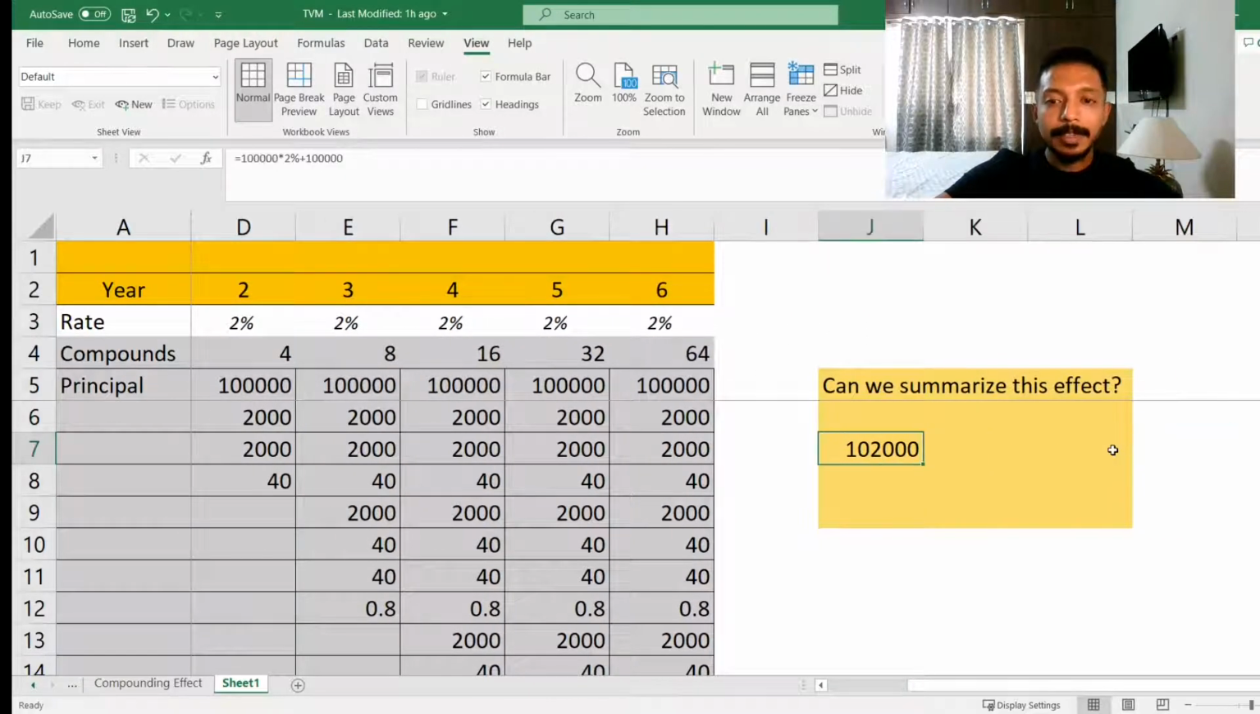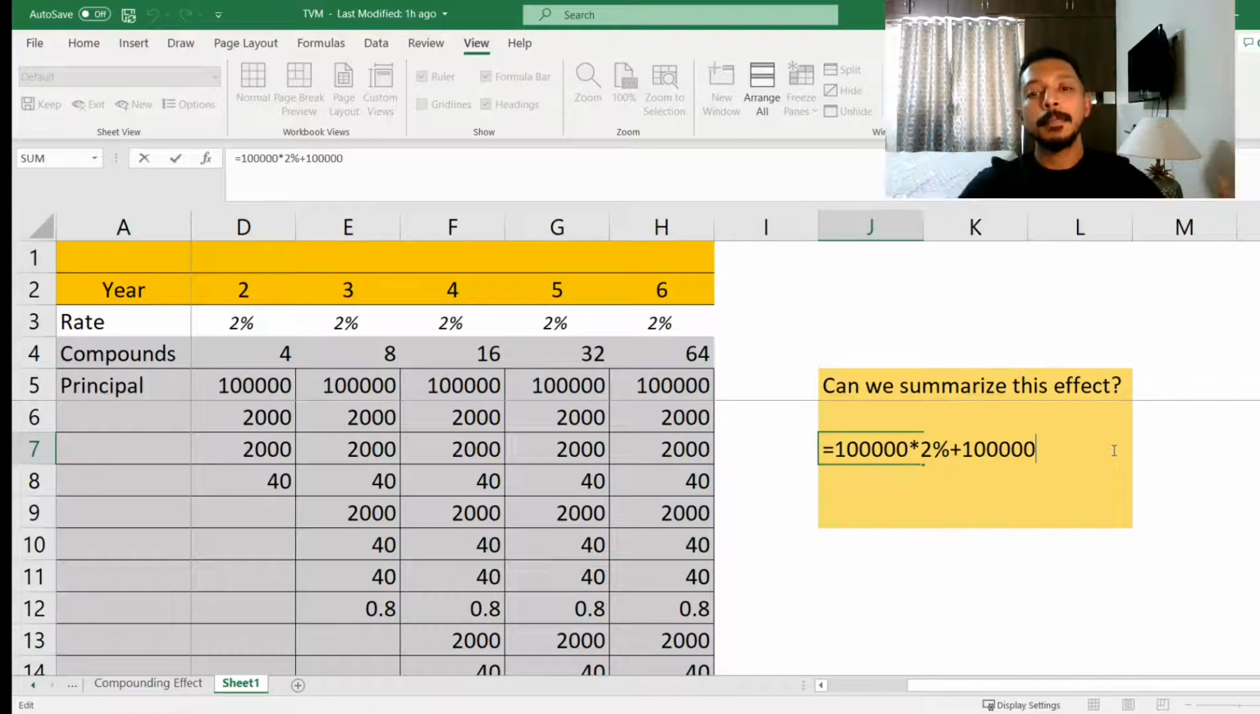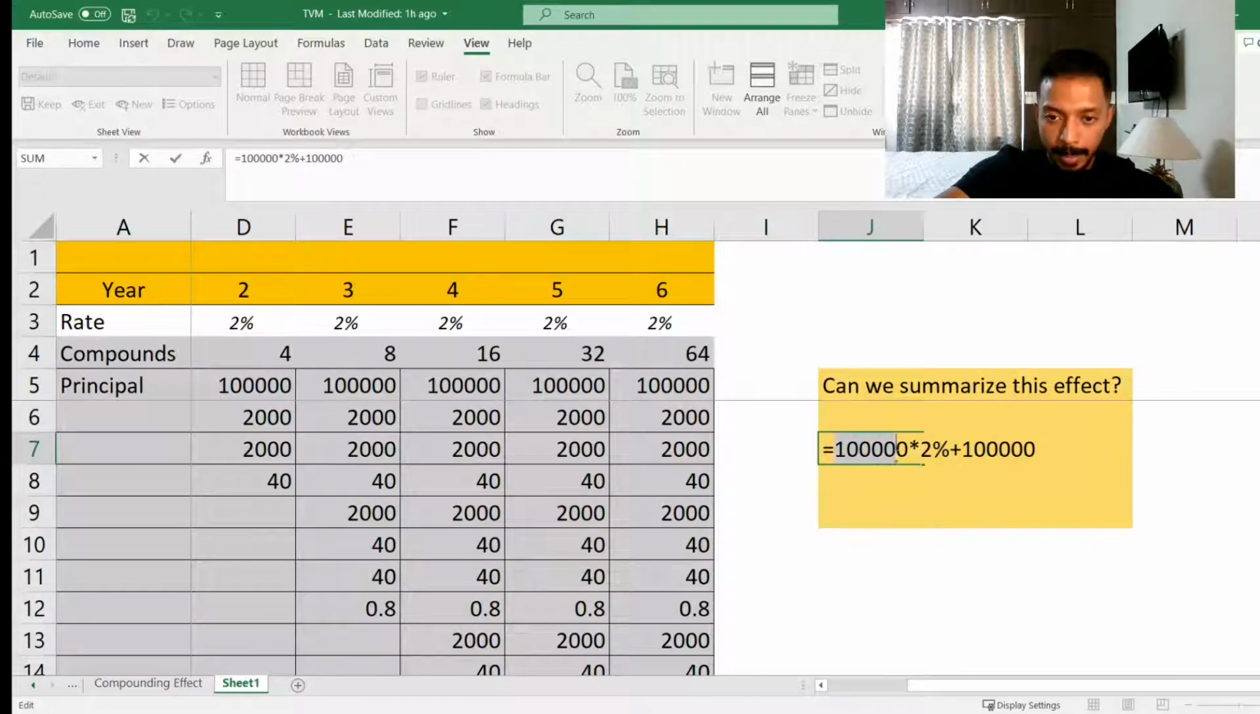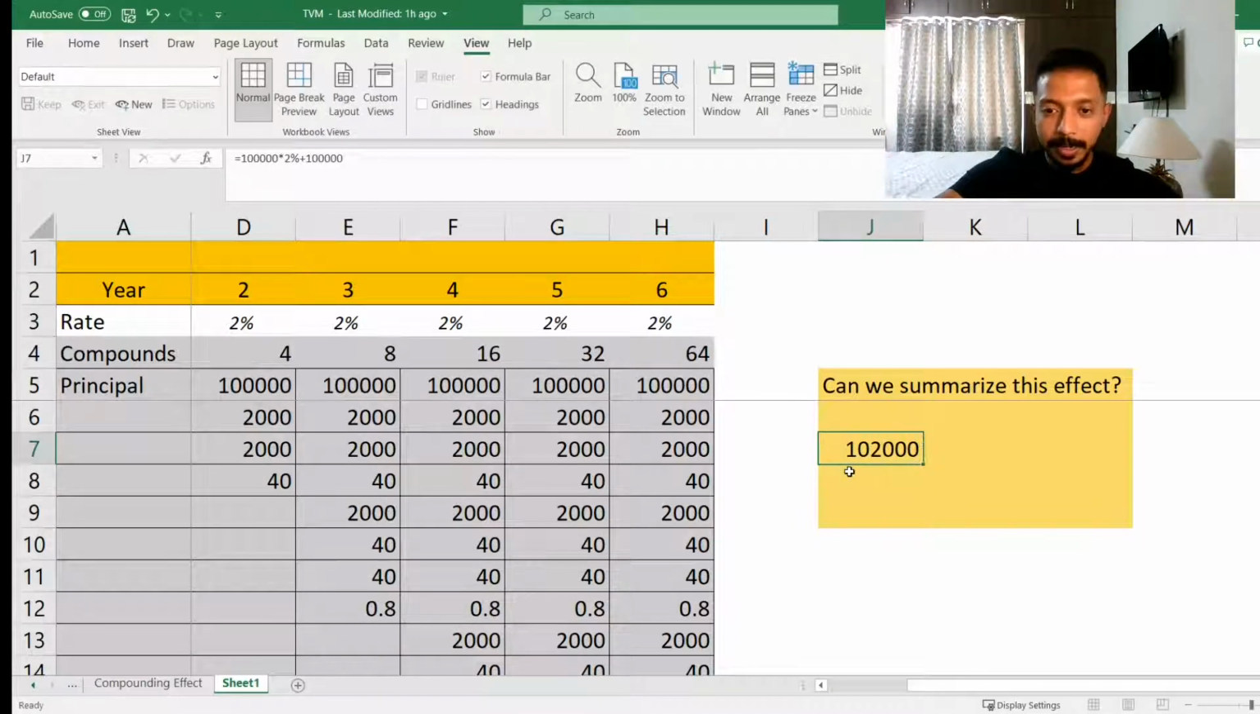Now, can we try to summarize this, or can we try to simplify this? Formulas are nothing but simplification of a complex activity. So if you see out here, 1 lakh and 1 lakh is common. So in the next step, in the first step, I try to put in the observation.